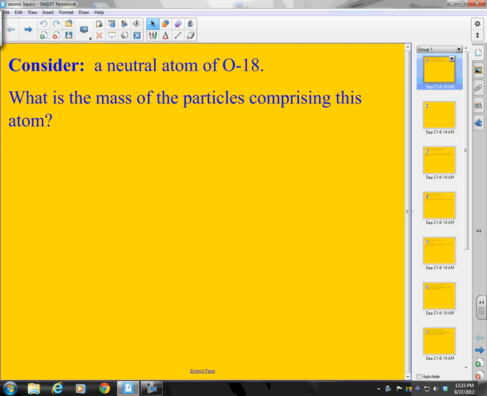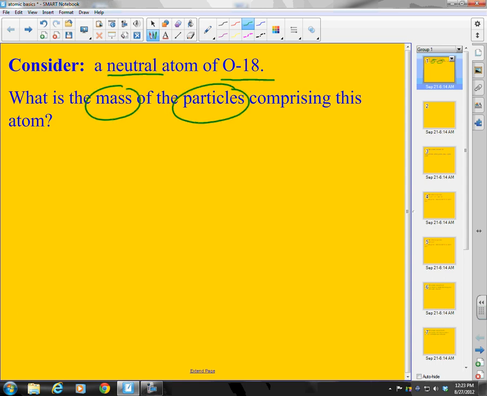Okay, so let's get started and dive into our next unit, which is about the basics of the atom, and then later we'll get into nuclear chemistry. But first, we just want to start off with the basics of the atom, and I thought a good place to start would be with this question. Consider a neutral atom of O18, whatever neutral means and whatever O18 means, and then we want to figure out the mass of the particles which make up this atom.